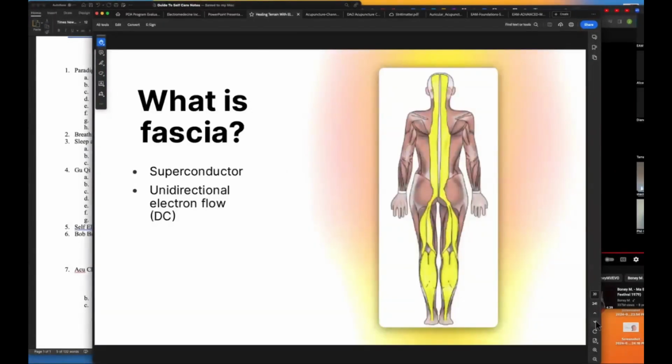So what's fascia? It's a superconductor, and it's unidirectional. In other words, electrons travel in one direction, but not the other direction, never backwards. You can see this by looking at fascia under a microscope. You will see it's a crystalline, interwoven, fractal structure of highly conductive metals and ions. And you will be able to see it's set up like a diode. A diode allows electricity to travel in one direction and not backwards.